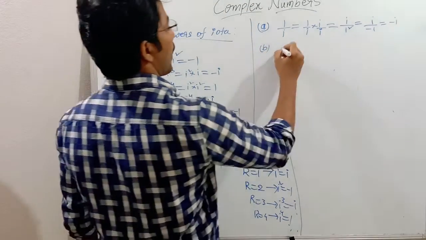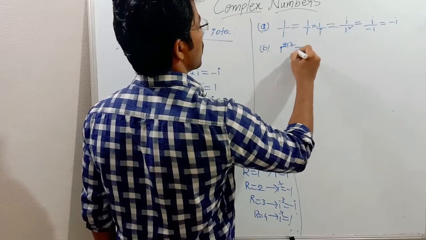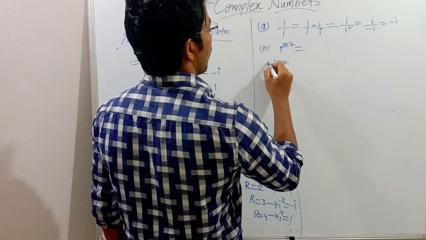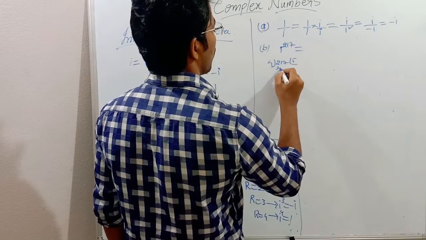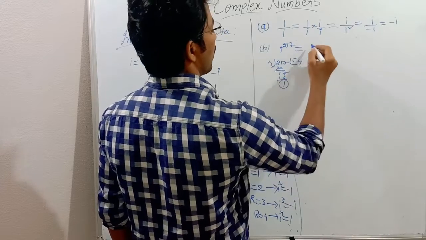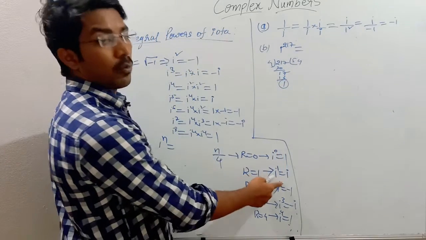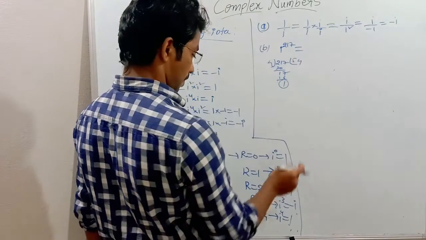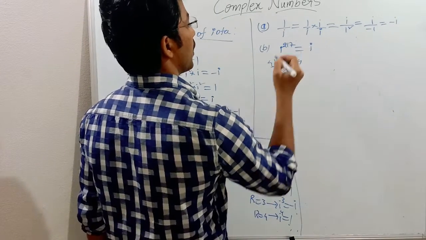Now i power 217. If I divide this by 4, 1 is the remainder. So when 1 is the remainder, what will be the value of iota here? It is i. So the result is i.